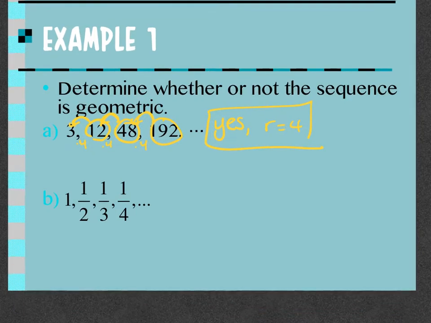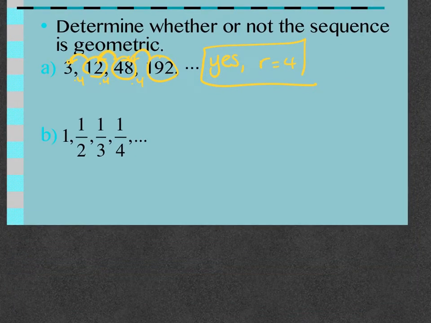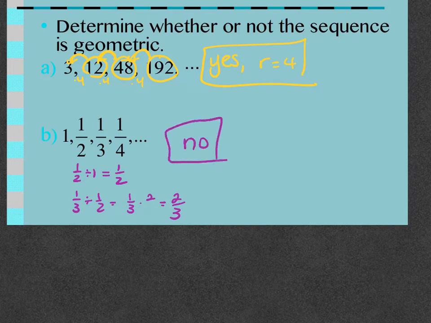So if I look at B, 1/2 divided by 1 would be 1/2. 1/3 divided by 1/2, which would be 1/3 times 2, would be 2/3. Are those the same? No. So this is not arithmetic. I'm sorry, not geometric. Question on that one.